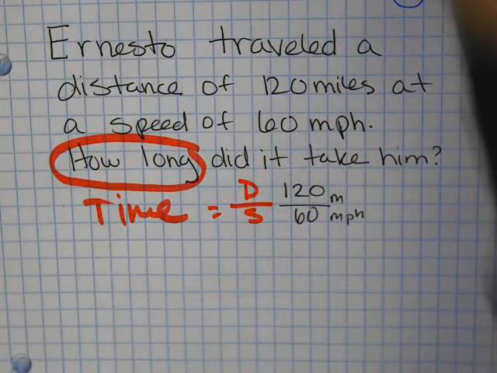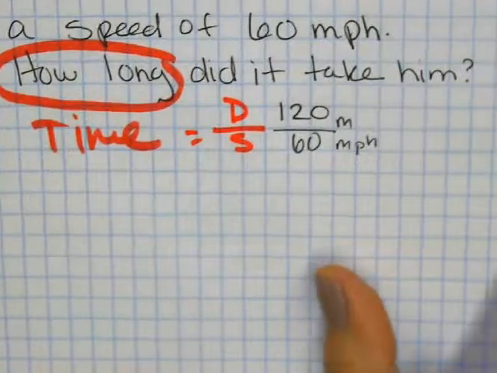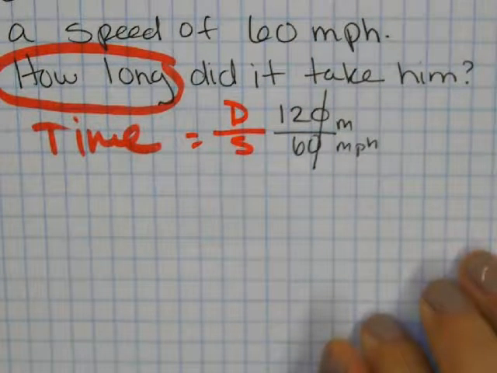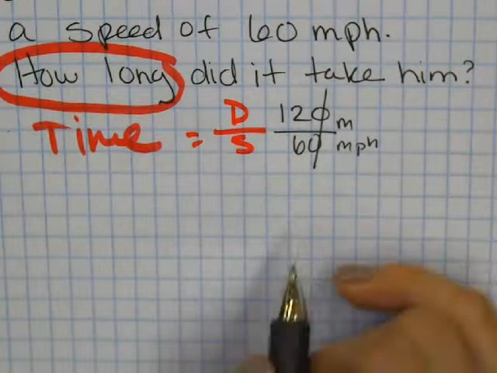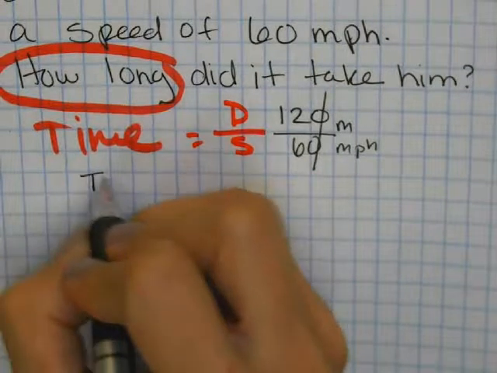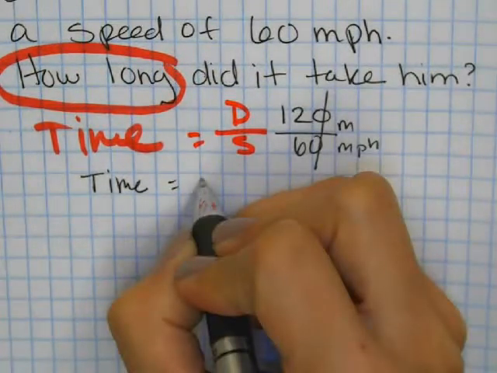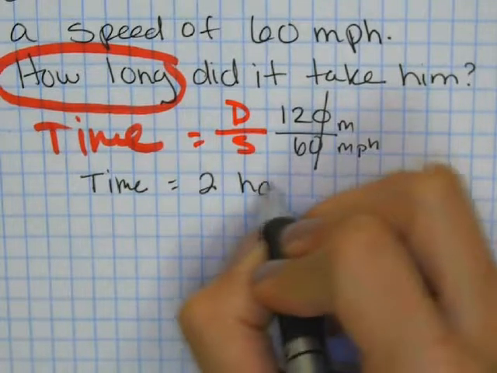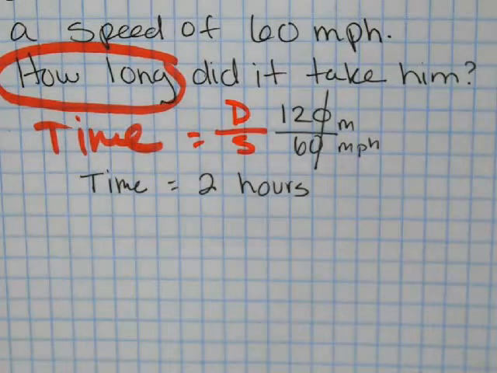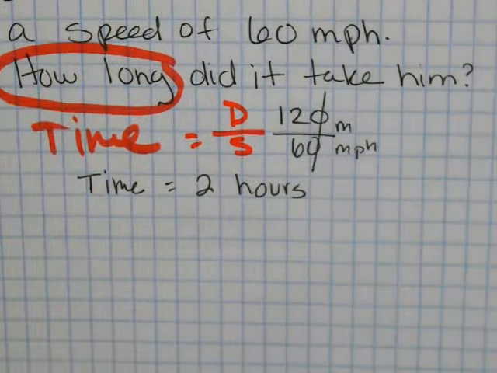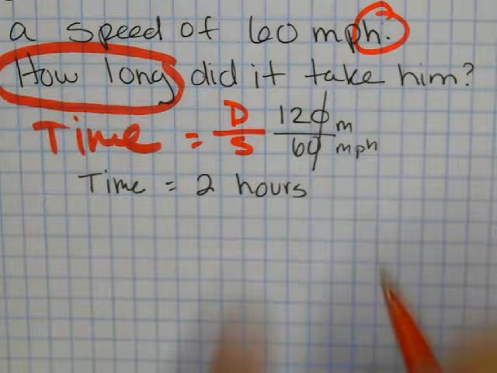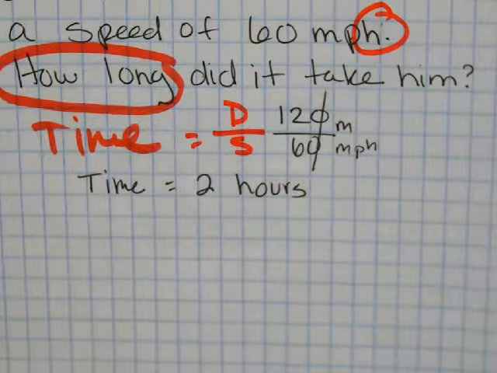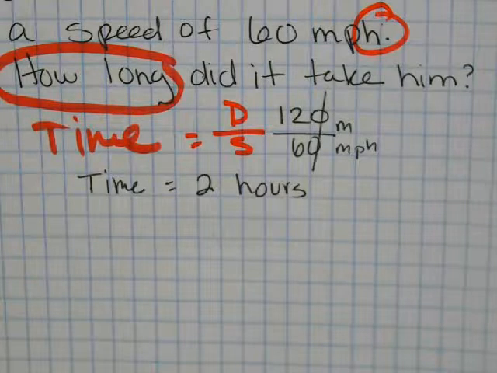Now, do we remember the trick with dividing with zeros? What do we do? What's 12 divided by 6? 2. 2 hours. How do you know it's hours, not minutes or seconds? Because of that H, you use hours. Once you cross out those zeros, you don't put them back. It's just 2.